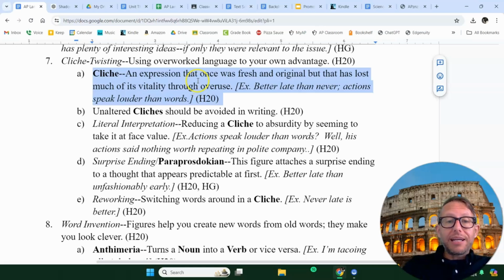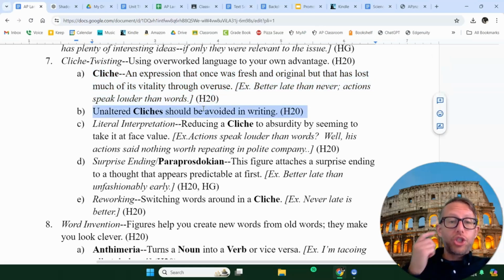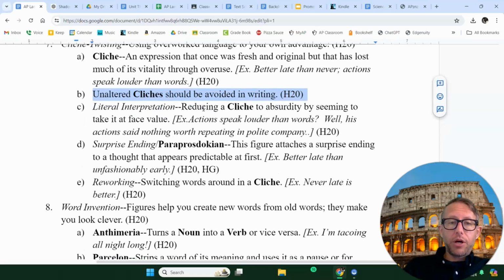And that's why we have that next bullet there. Unaltered cliches should be avoided in writing. It just makes you sound like you're regurgitating what other people have said. It doesn't make it sound like you have an interesting perspective or thought of your own, okay? So how can we use these cliches? How can we twist them, okay?